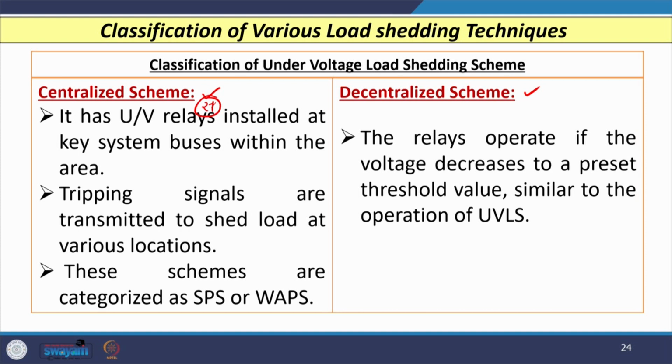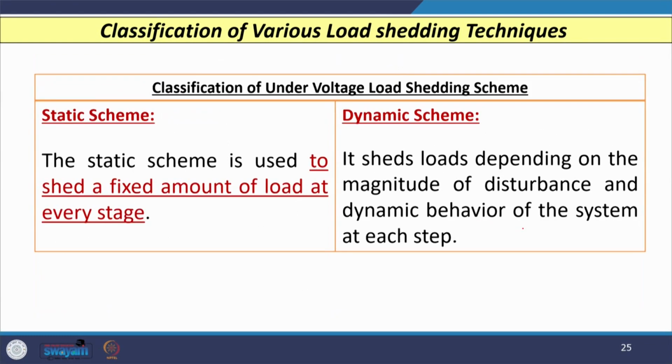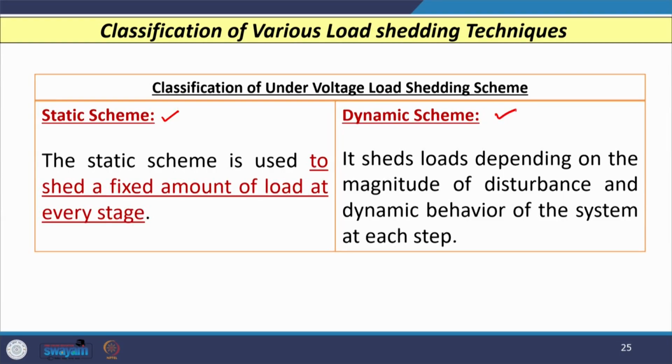Whereas, in case of decentralized scheme, the relays operate if the voltage decreases to a preset threshold value, and these schemes we can say are similar to the under voltage load shedding scheme, which is very conventional. The second type of classification is based on static scheme and dynamic scheme.